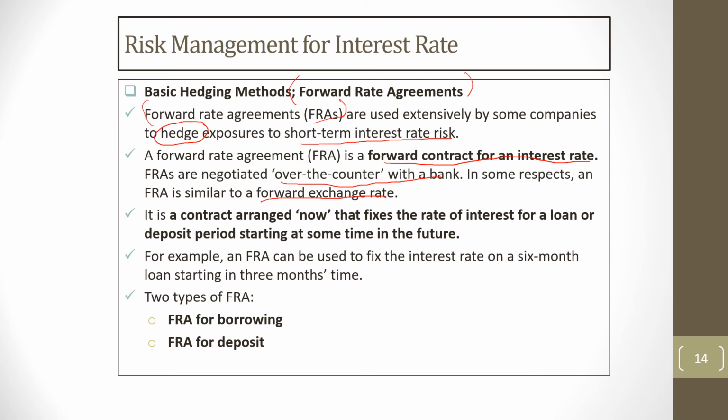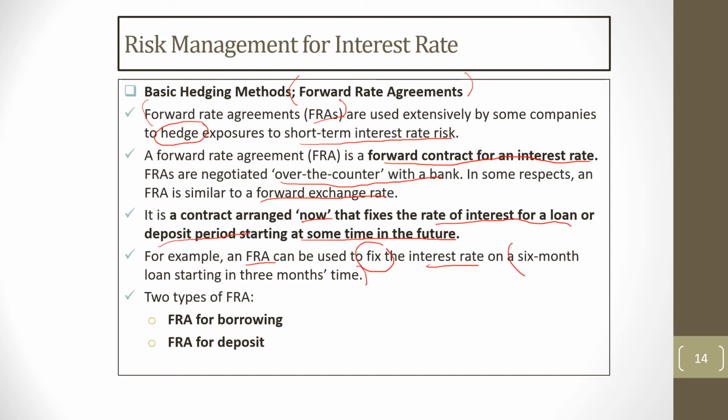So it is a contract arranged now that fixes the rate of return for a loan or deposit period starting at some time in the future. Itu adalah contract arranged now that fixes the rate of interest for a loan or deposit starting at some time in the future. For example, an FRA can be used to fix the interest rate on a 6-month loan starting in 3 months time.